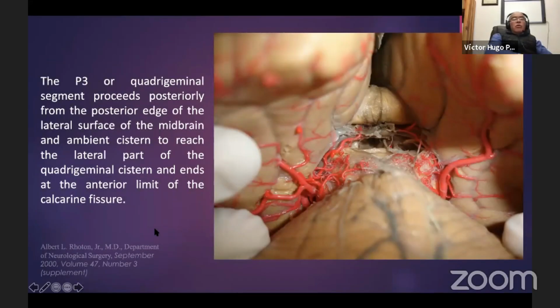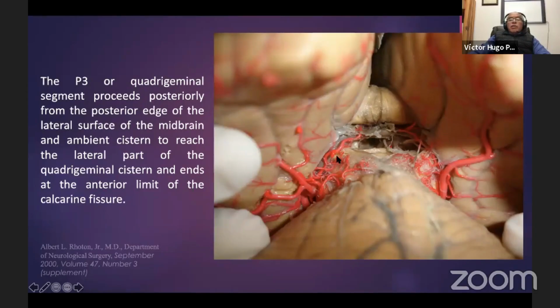The P3 or quadrigeminal segments proceed posteriorly from the posterior edge of the lateral surface of the midbrain and ambient cistern to reach the lateral part of the quadrigeminal cistern and end at the anterior limit of the calcarine fissure. This is P4, these are cortical arteries, and this is P3 segment or quadrigeminal segment.